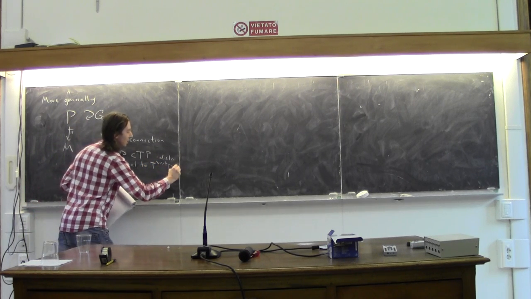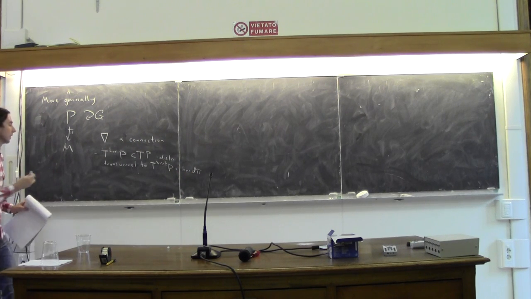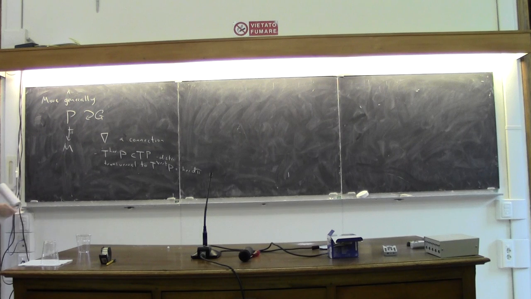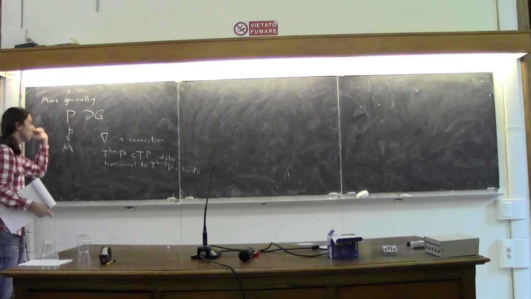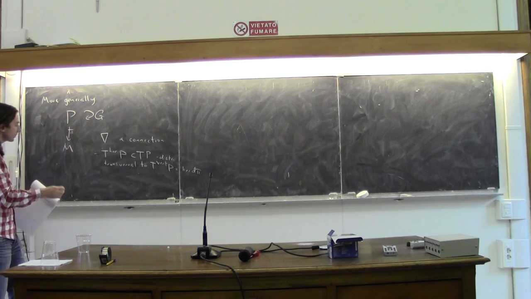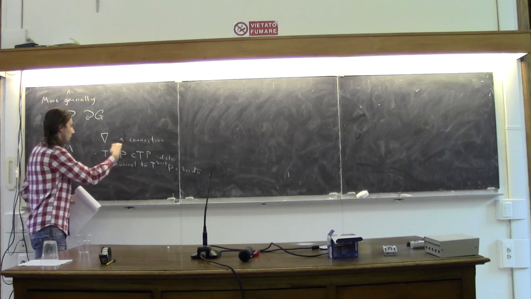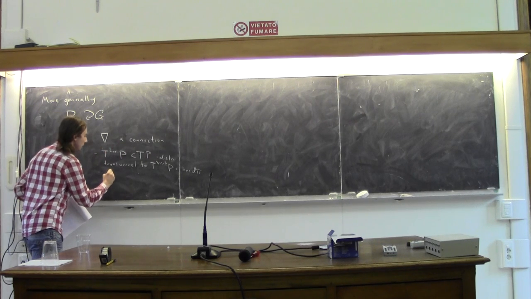And that for a connection in a principal G bundle would mean that we also impose an additional condition on this distribution. So we want it to be G-invariant.